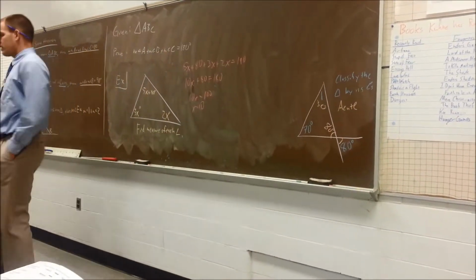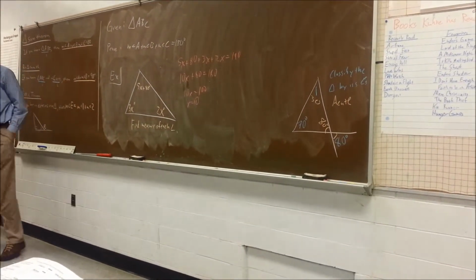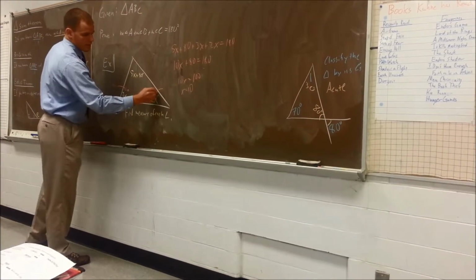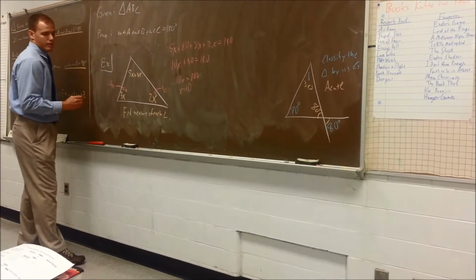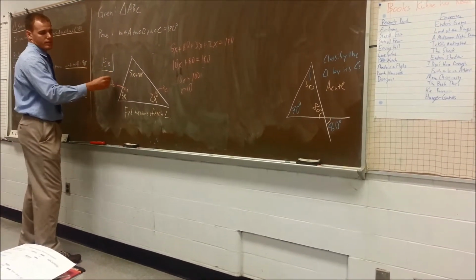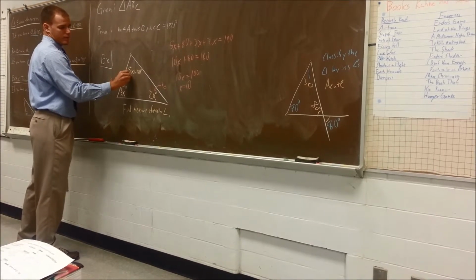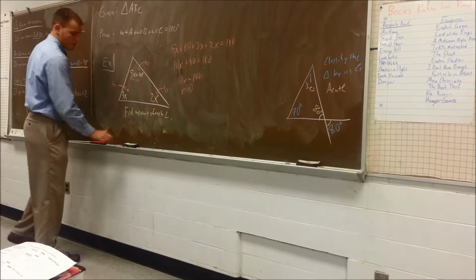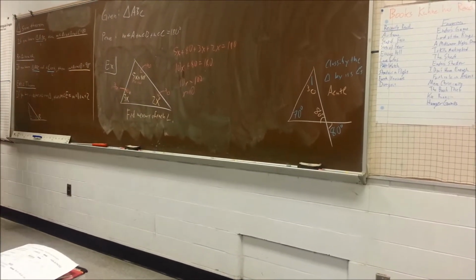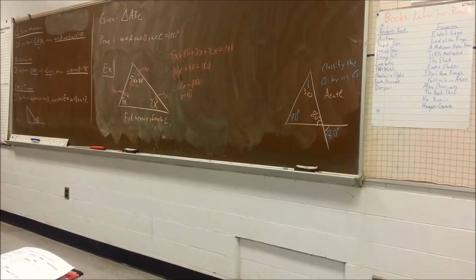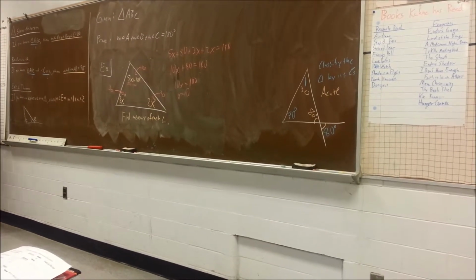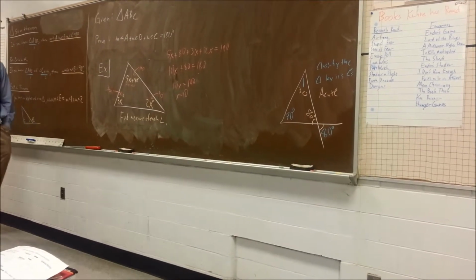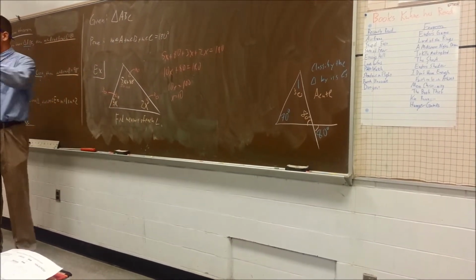Okay, so 3x would be 30, so this one would be 30. Great. 2x would be 20, and then 5x would be 50, but add 80, so that's going to be 130. So that gives us 110. Great. What kind of triangle is it? Obtuse, acute, right, or equiangular? It's obtuse. Excellent. Pretty simple.